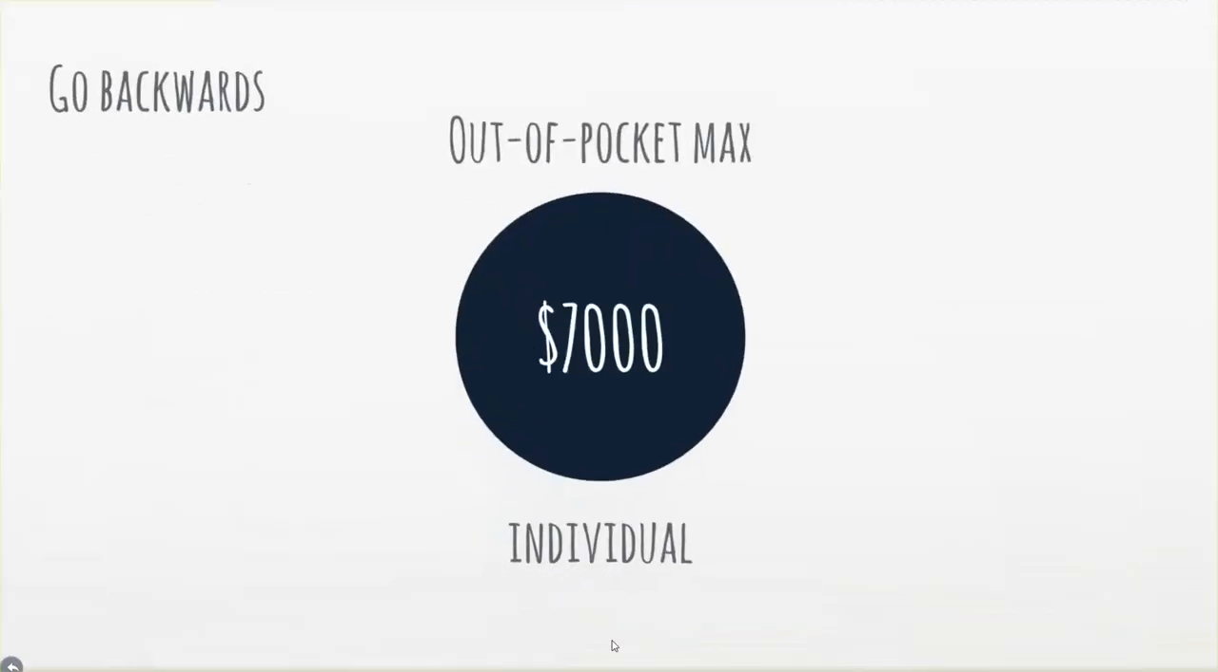So the best way to budget for a given year with your health insurance is to go backwards. So if you have an out-of-pocket max that is different than your deductible, I want you to start there. Mr. Mouse's out-of-pocket max is $7,000, and so what he wants to consider is that he may end up spending $7,000 in a given year for his deductible. If he has a family, it could be almost double that.